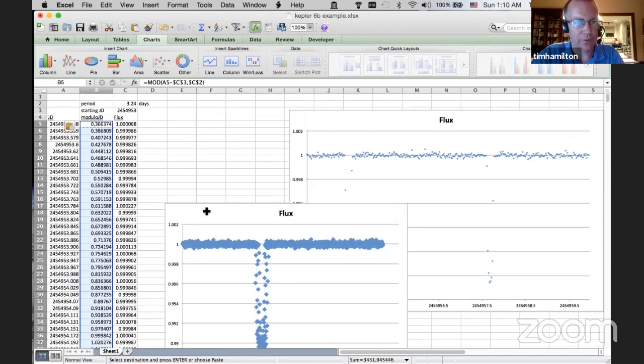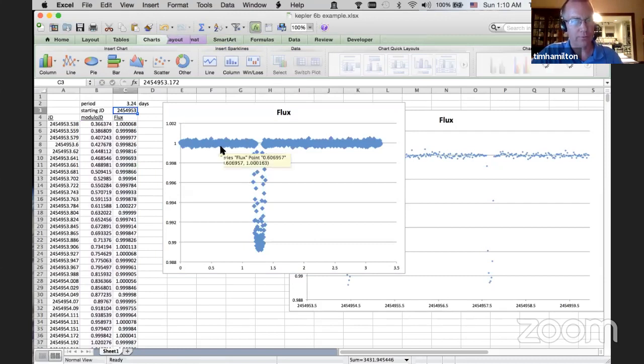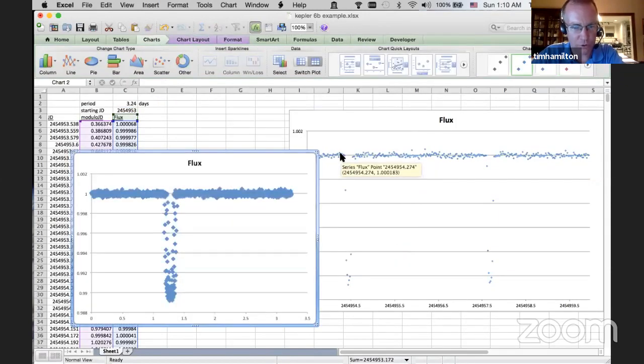Okay. Now see, this looks a lot better. And the great thing about this is we can adjust exactly where we want this folded light curve, as it's called, to start. We'd have to go back to the original to choose another point because this has several different transits overlapping each other.